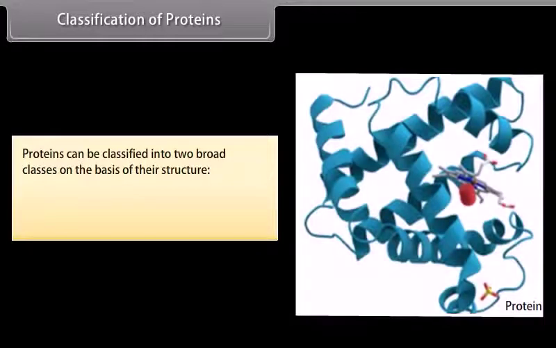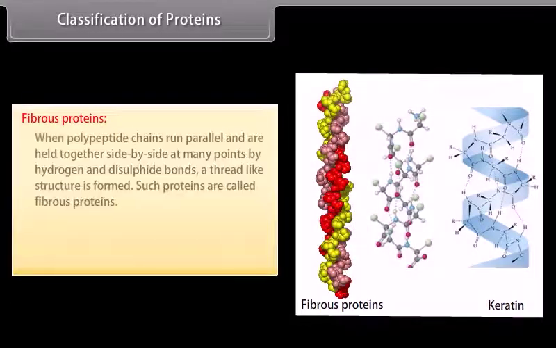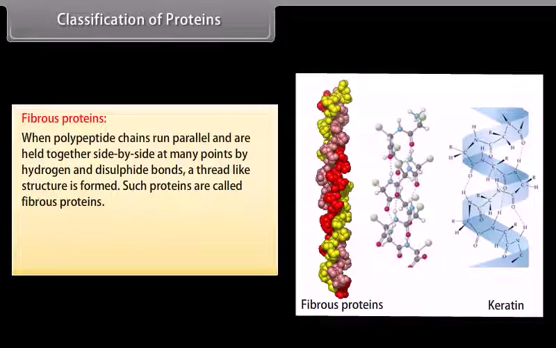Classification of proteins. Proteins can be classified into 2 broad classes on the basis of their structure: fibrous proteins and globular proteins. Fibrous proteins: when polypeptide chains run parallel and are held together side by side at many points by hydrogen and disulfide bonds, a thread-like structure is formed. Such proteins are called fibrous proteins.